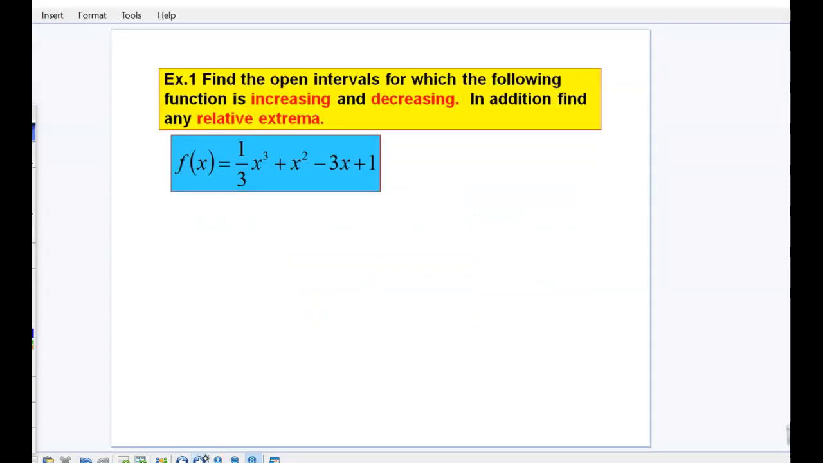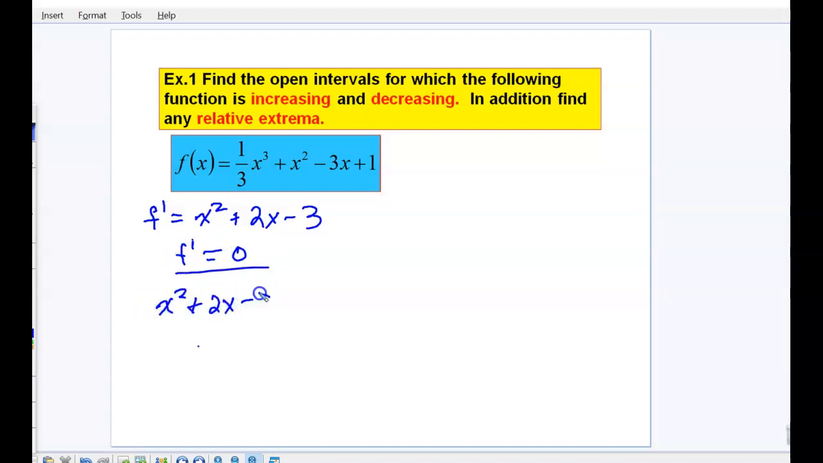So we're asked to find the open intervals for which the following functions are increasing and decreasing, and we also want to find the relative extrema. So as soon as you see increase, decrease, relative extrema, we have to deal with the first derivative. So the derivative of this is going to be x squared plus 2x subtract 3. And then we have to find the critical numbers. So I have to set the derivative to 0. So x squared plus 2x minus 3 equals 0. So this is going to factor into x plus 3 and x minus 1.